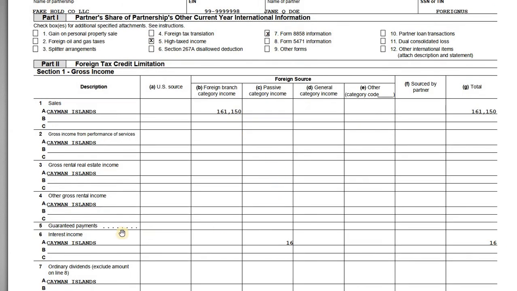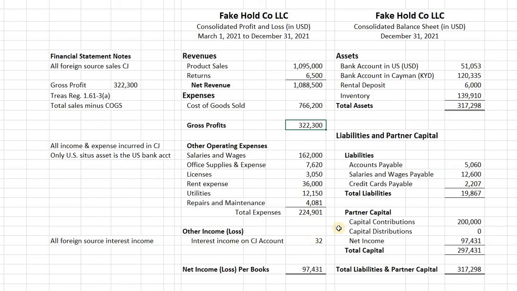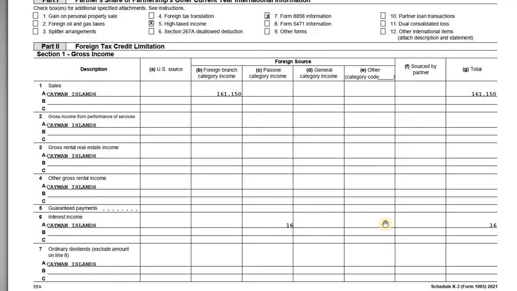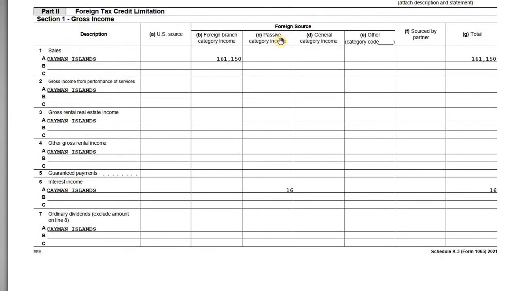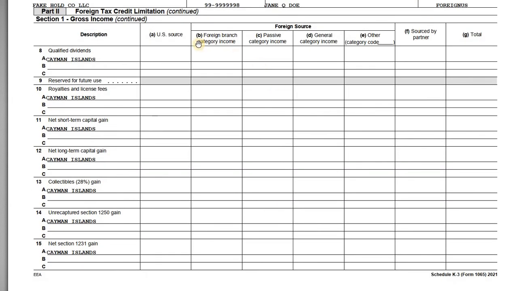And very similar reporting to the interest. So remember, the interest income, foreign source, from the Cayman bank account is $32. You split that two ways, 50% to each partner. So 50% is being allocated to Jane. And remember, it's foreign source, passive category income. There's nothing that's U.S. sourced within this company. Nothing. All of the activities are being conducted outside of the United States. All the bank accounts that are earning interest are out there. There are no U.S. situs assets that are generating U.S. effectively connected income. So the rest of this gross income section is left blank.